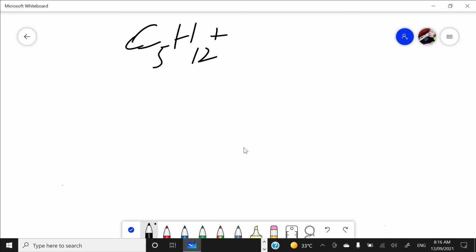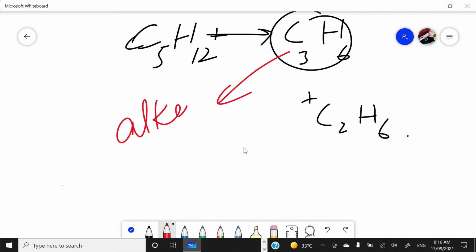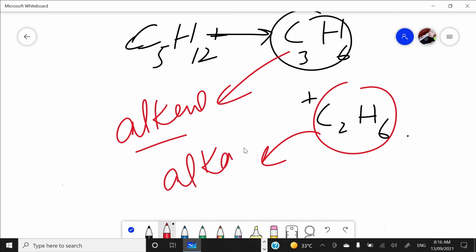And the two products are C3H6 and the other one is C2H6. This is an alkene, and this one is an alkane. So there is no such problem. You can write the alkane first and the alkene second, followed by it.